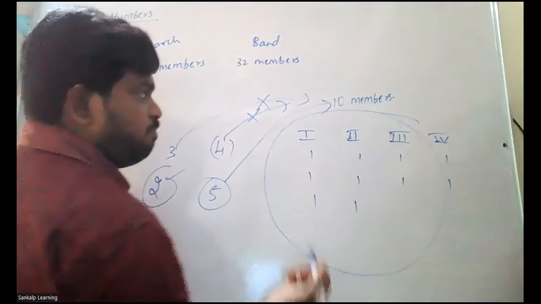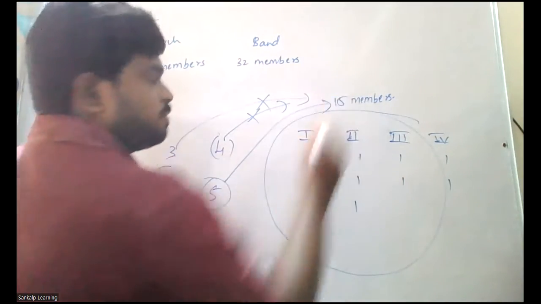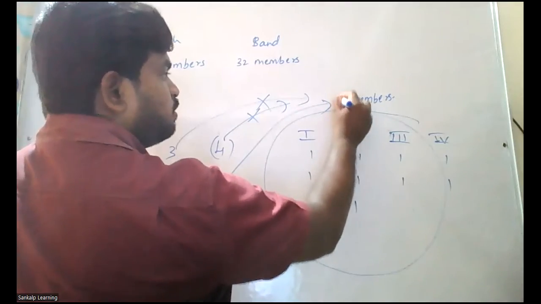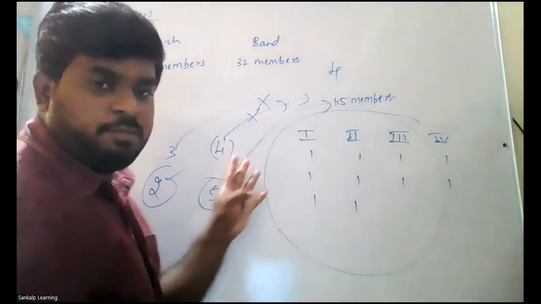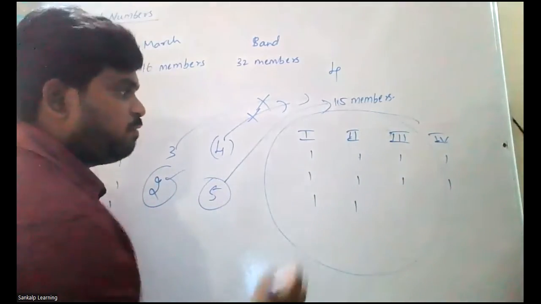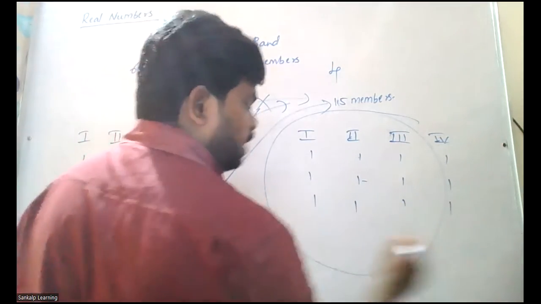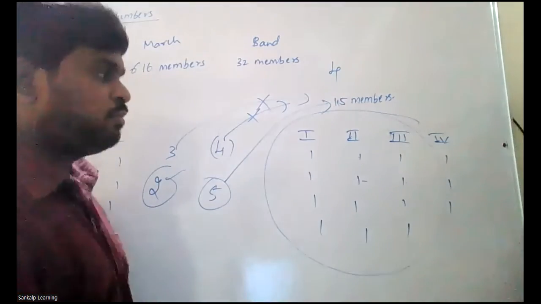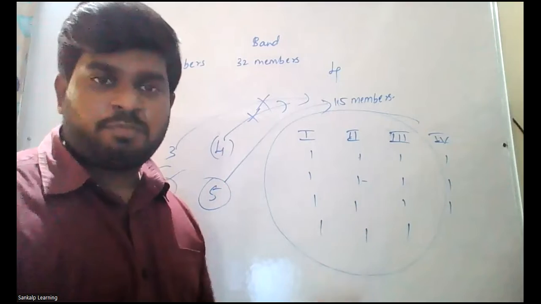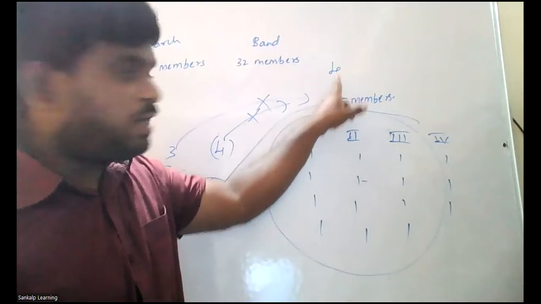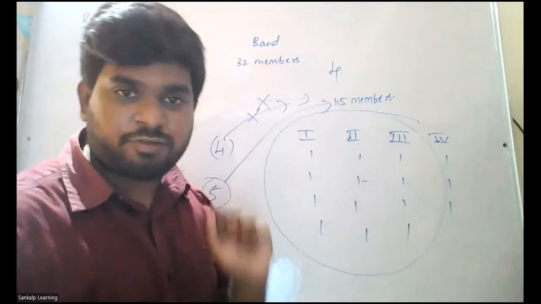Or say suppose I've got 15 members. Can I make 4 columns out of it? Can I divide them into 4 columns? Not possible. Why? 1, 2, 3, 4, 5, 6, 7, 8, 9, 10, 11, 12, 13, 14, 15. Here it is empty. Not possible. We cannot make. Why? Because this 4 doesn't divide 15. Meaning this number is not a factor of 15.